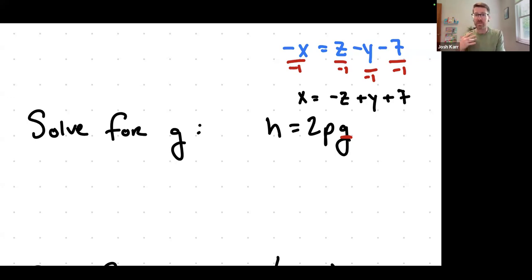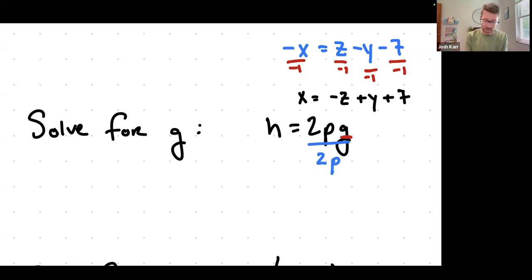It's 2 times p times g. So we want to do the opposite, right? We want to move it to the other side. So to move the 2 and the p, we would divide by 2 and we would divide by p. That would kind of quote unquote cancel it out right there, right?